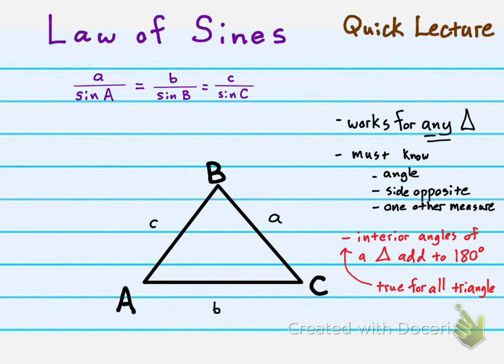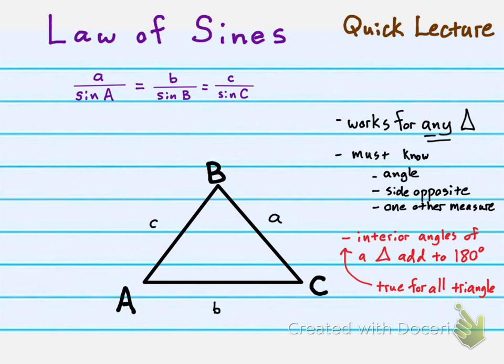We're going to label this angle A right here, and that's the capital. Angle B right here, and angle C right here. Opposite angle A is the side A, and we use a lowercase for that. Opposite angle B is the distance of the side B, and opposite of angle C is the distance of the side C, and we use lowercase letters for the distances.